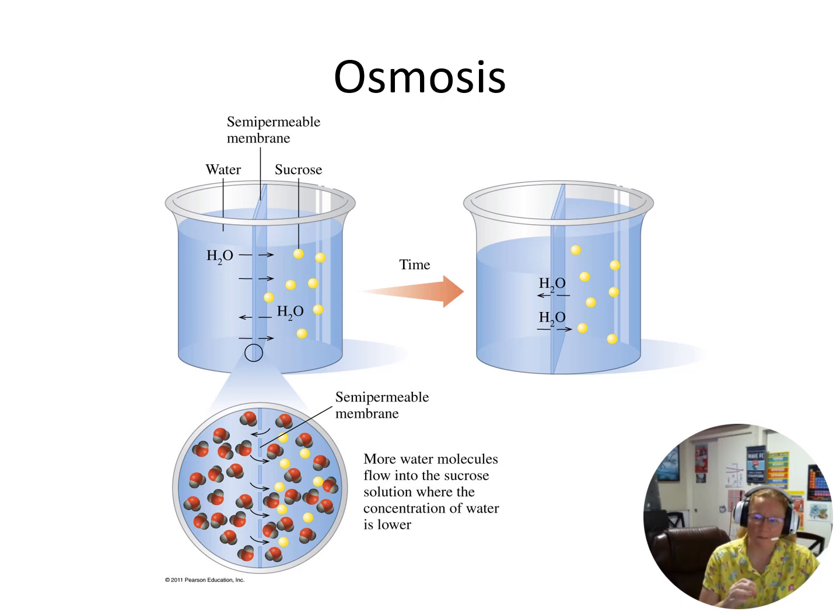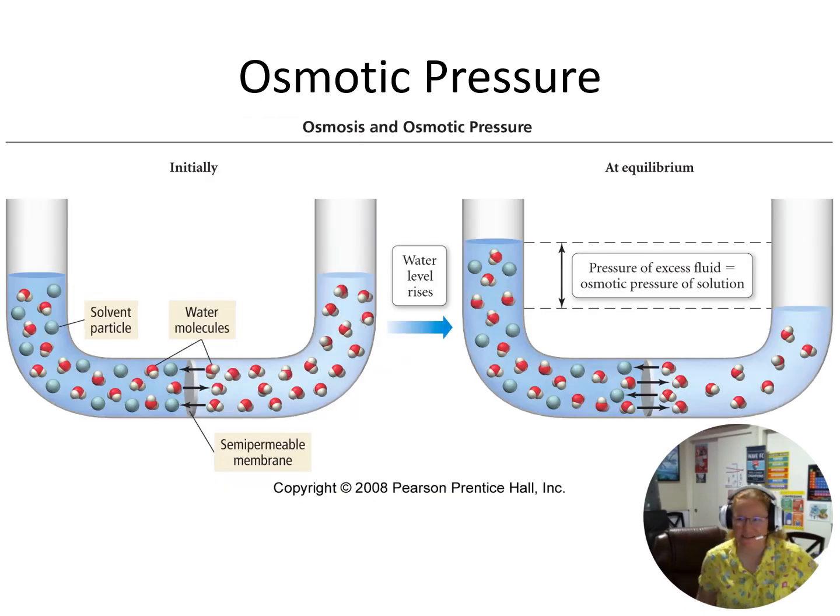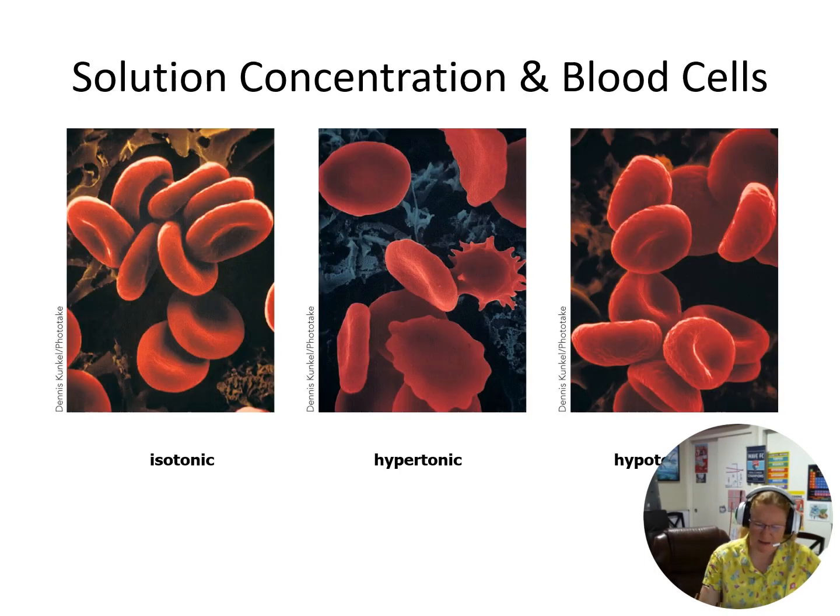And so it will move solvent from one side of the semi-permeable membrane to the other to get from where the concentration of water is higher to where the concentration of the water is lower. And so the difference between those two is the osmotic pressure. Now, osmotic pressure has some implications in our bodies.